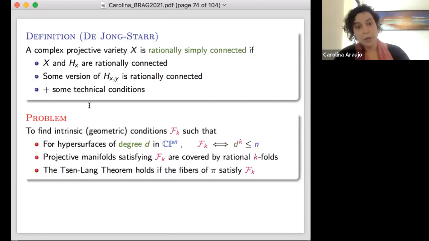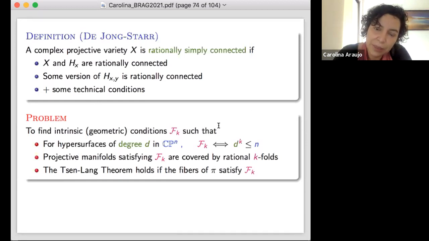And so coming back to our problem, let me just recall that this is the problem that we are interested in. We want to find intrinsic geometric conditions, Fk, such that for hypersurfaces of degree d, satisfying Fk is equivalent to the condition that appears in the Tsen-Lang theorem, d to the k is less or equal than n. We want that projective manifolds satisfying Fk are covered by rational k-folds. And we want that the Tsen-Lang theorem holds if the fibers of pi satisfy the condition Fk.